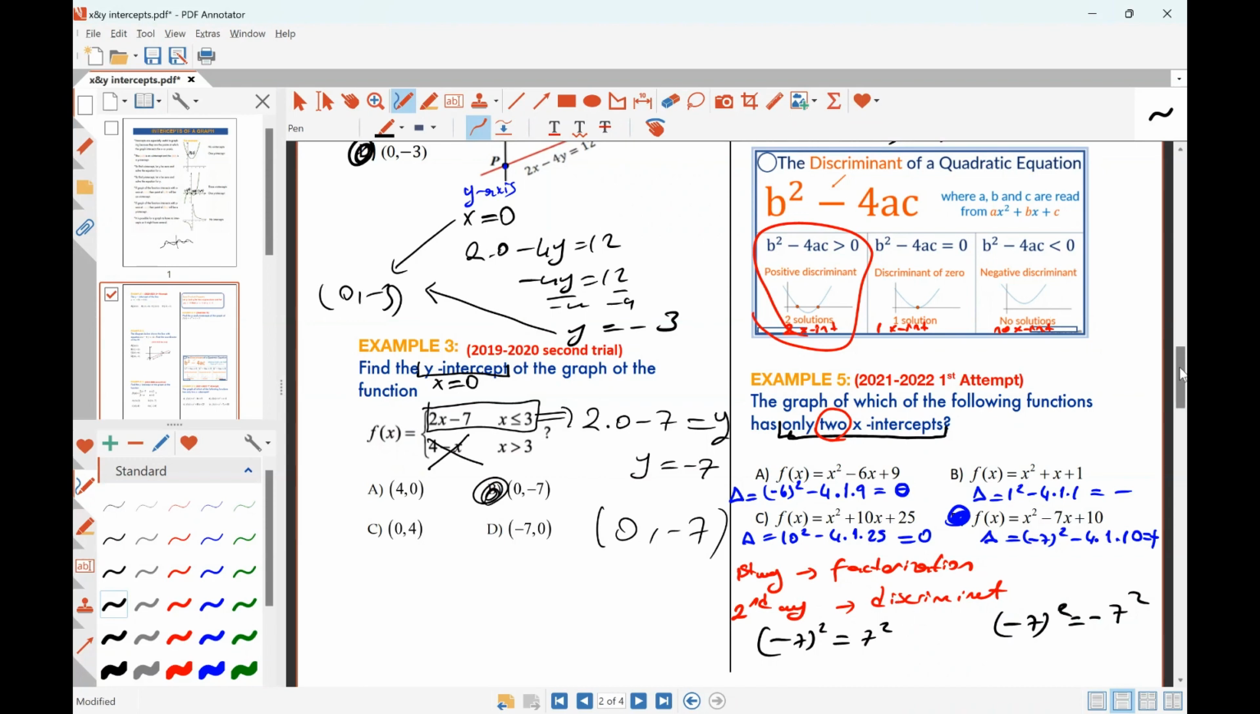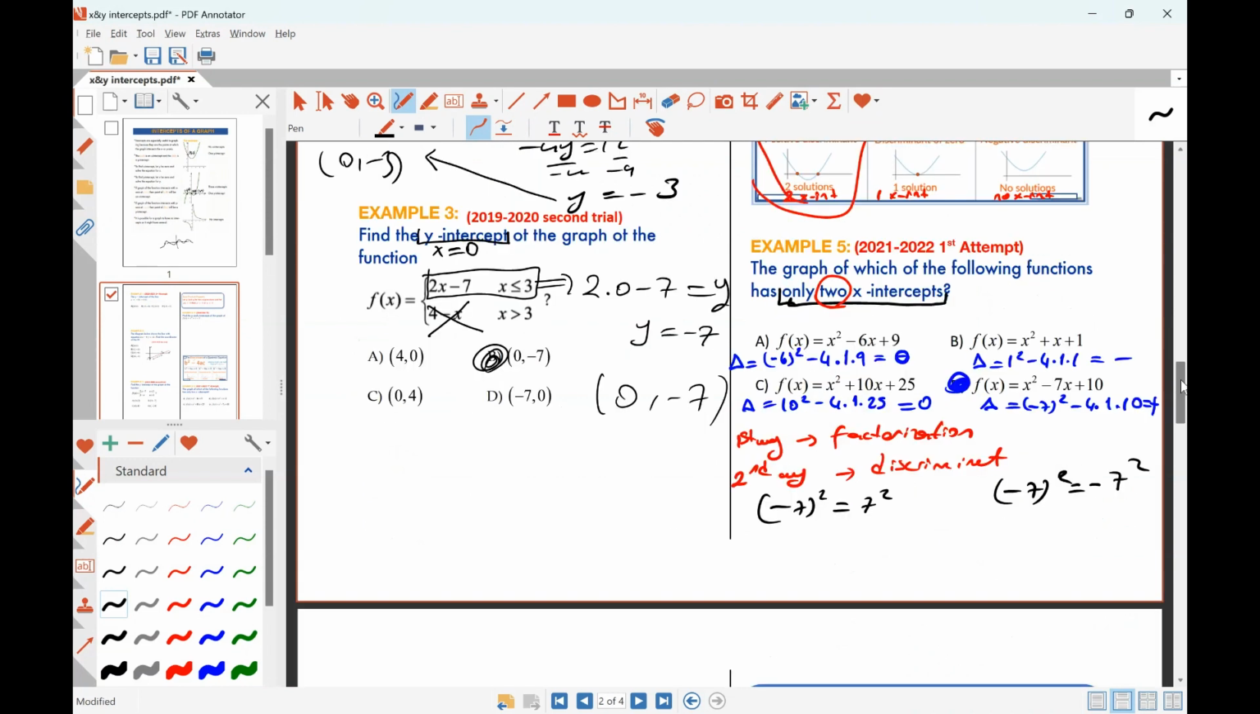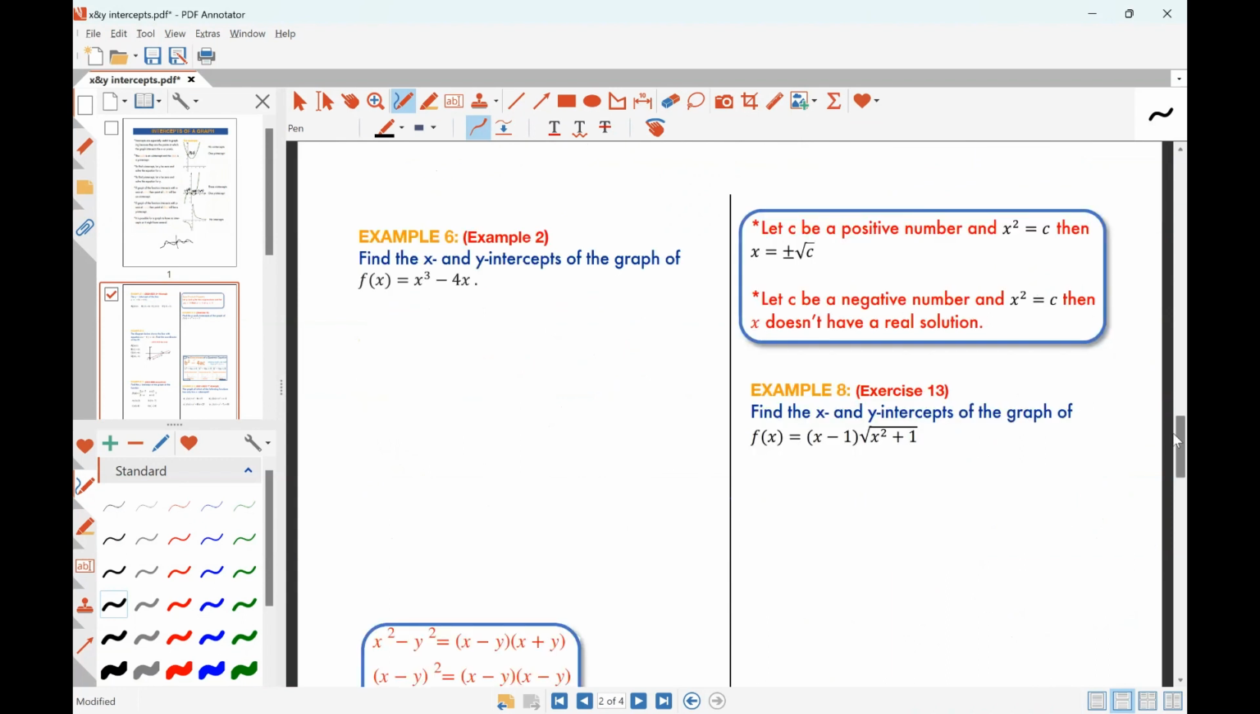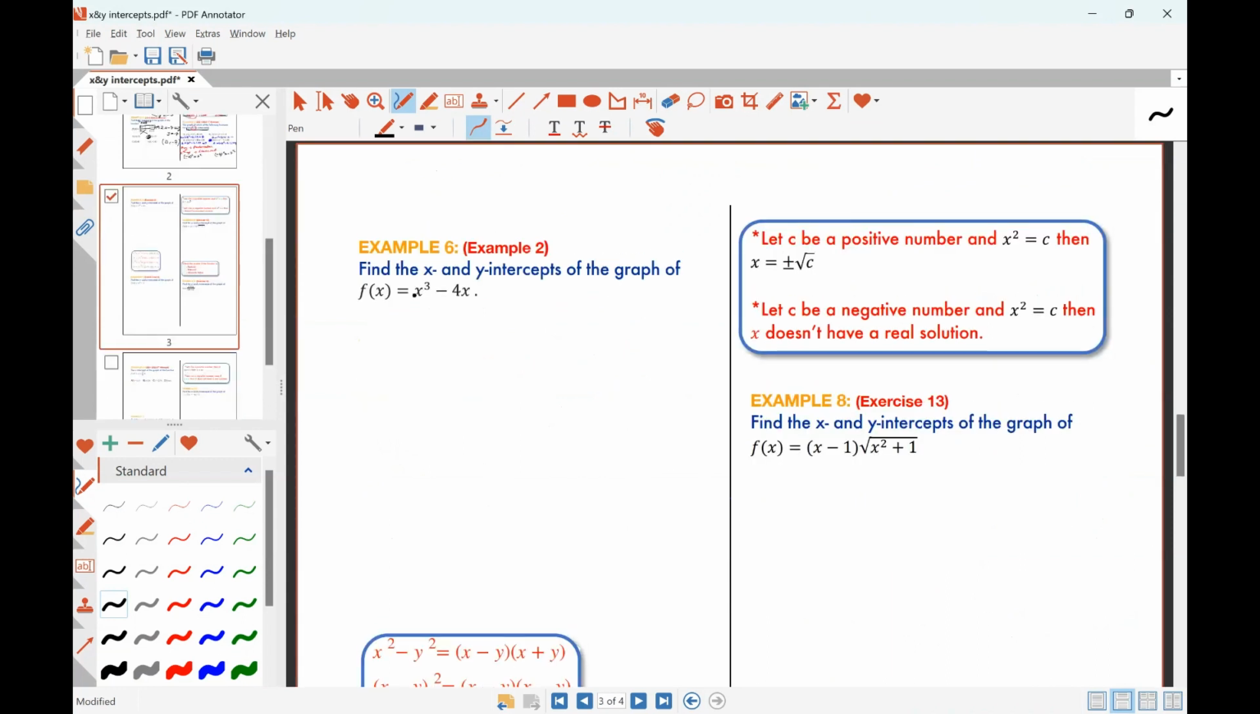So we are done with quadratics. Let's continue with cubic functions. Example 2 in the book: find the x and y intercepts of this cubic function. Let's start with the easy one. Finding the y-intercept is easy. You let x be 0. So y equals 0 cubed minus 4 times 0, which is 0. x is 0, y is 0, the point is (0, 0). So that's our y-intercept.